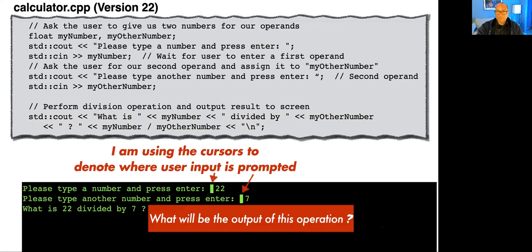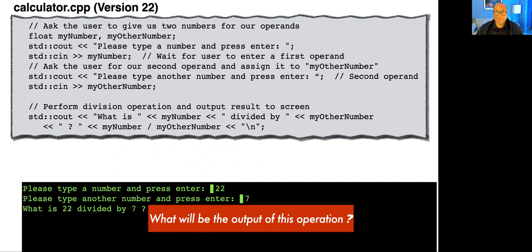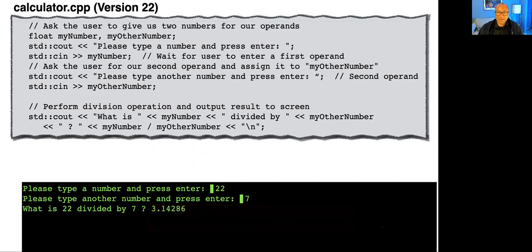So moving forward, whenever you see the cursor there, that's just denoting where user input is prompted, and then that user input is given, and then execution just continues. That's what those cursors are going to mean if we don't stop program execution. And so given that this is the case, what will the output of this operation be? Well, we should get our better approximation of pi, which is 3.14286, and that is correct.